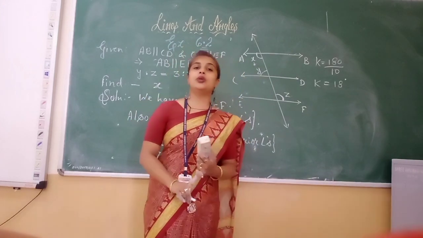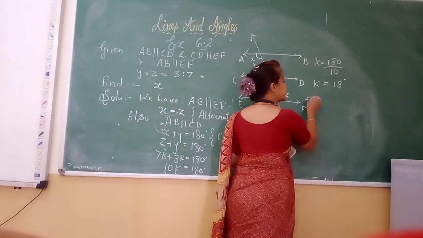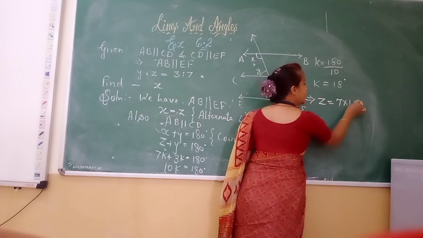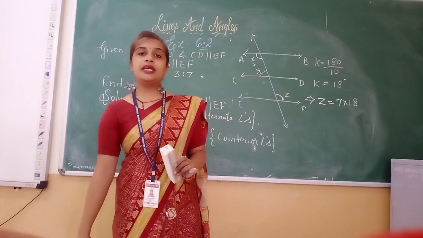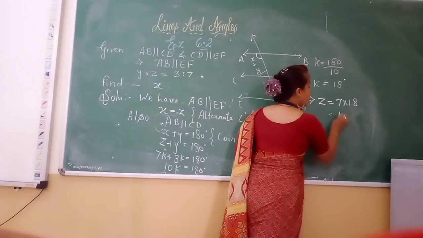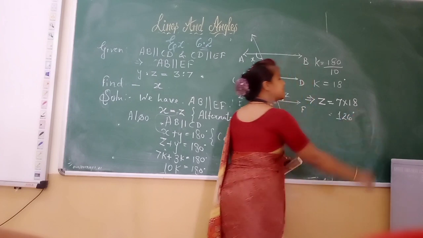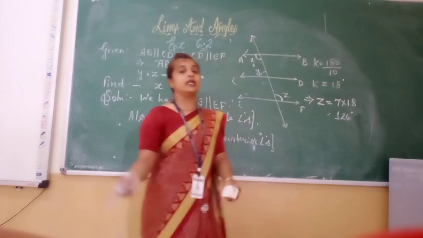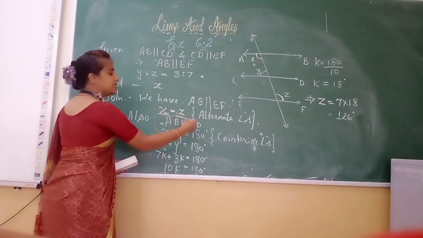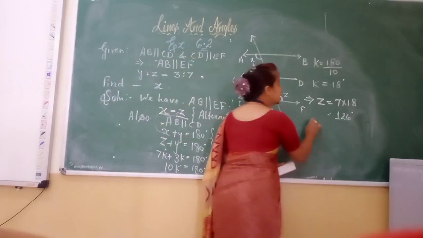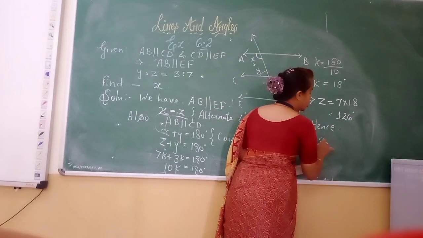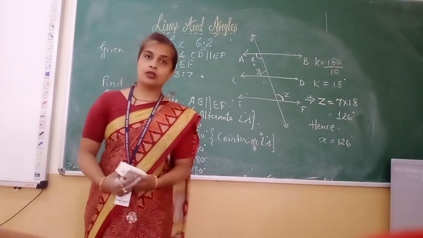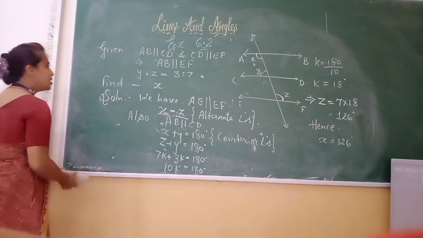And if the value of k is 18 degrees, then what will be the value of z? Then z is equal to 7 multiplied by 18. What is 7 into 18? 7 into 18 is 126 degrees. Okay, so the value of z is 126 degrees, and we know that x and z are equal. Hence x will also be equal to 126 degrees. Got it? Okay. Next question.